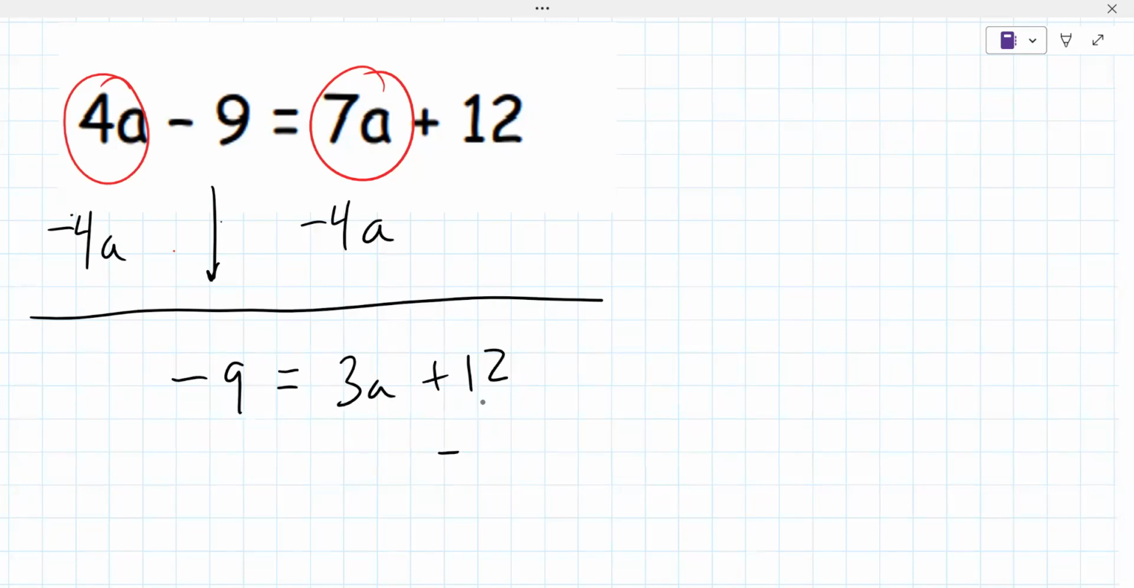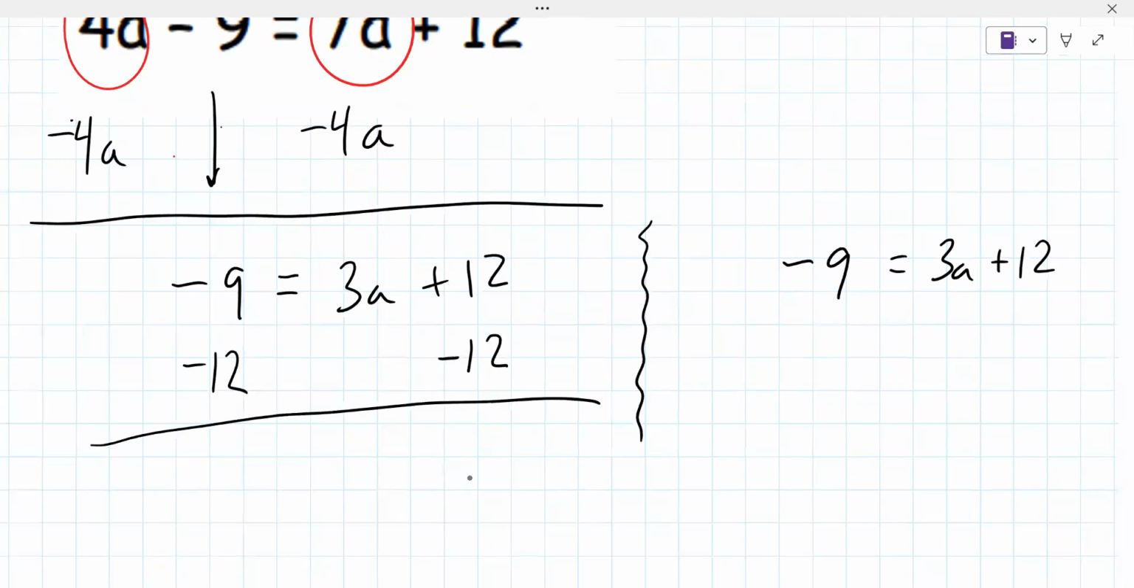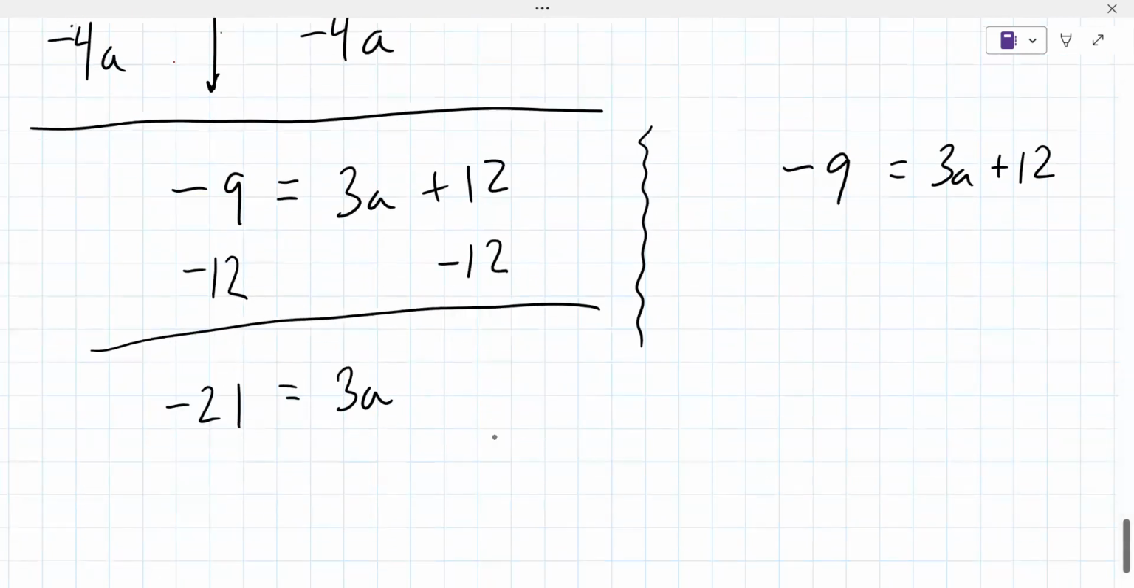Now you actually subtract 12. Oh, that's what I was doing. Now you could add 9. It's just that it takes a little bit more effort. I'll show you that in a moment. Okay, but let's go through it here. So if you subtract 12 from both sides, it's minus 21 equals 3a. And then you divide both sides by 3.